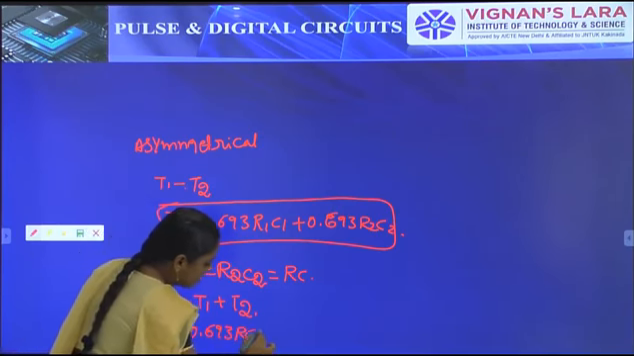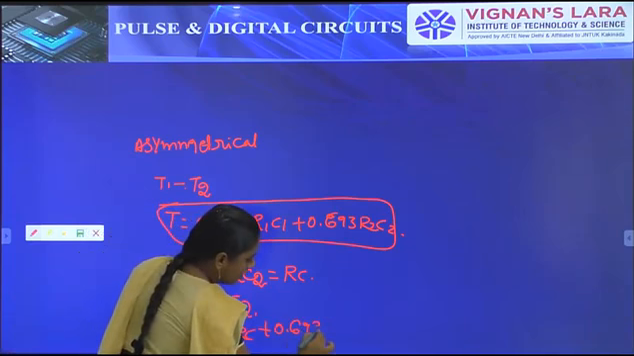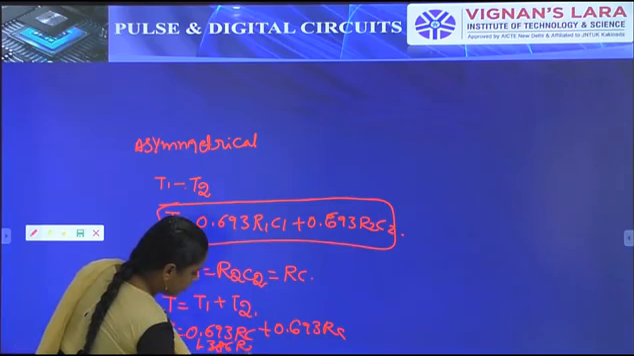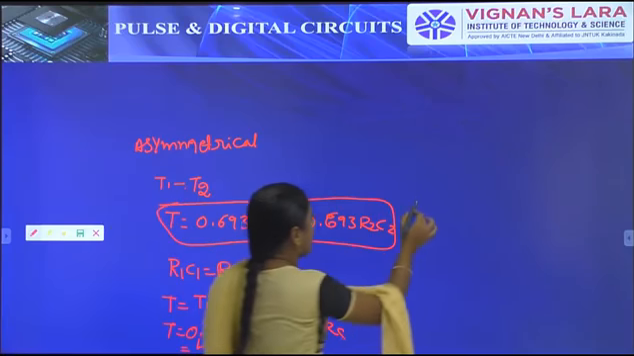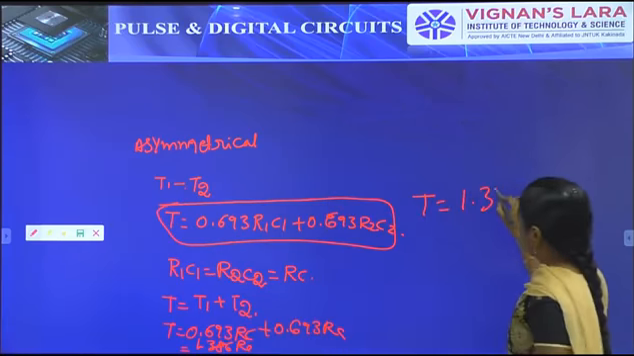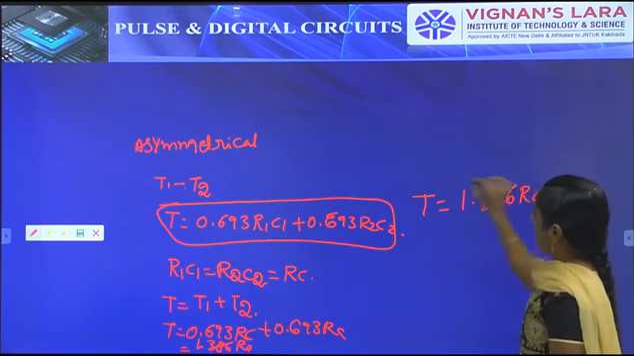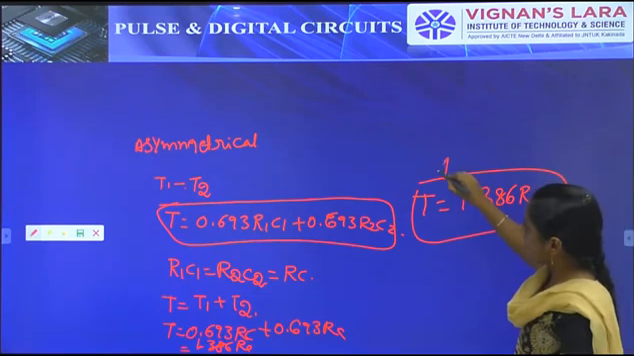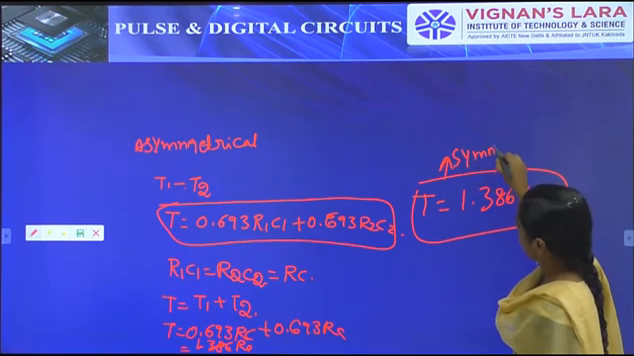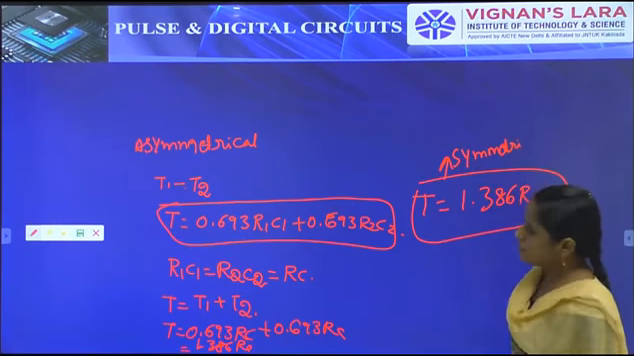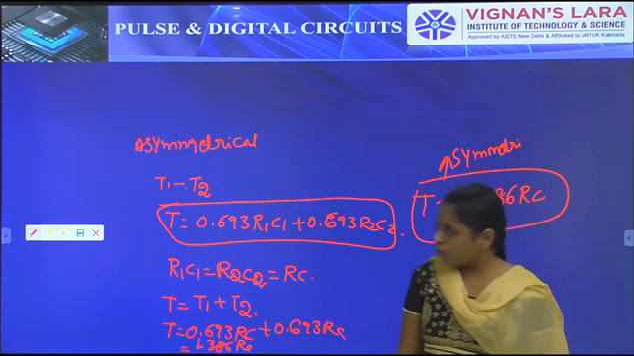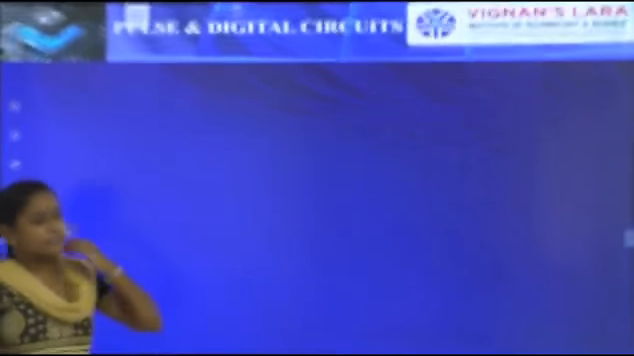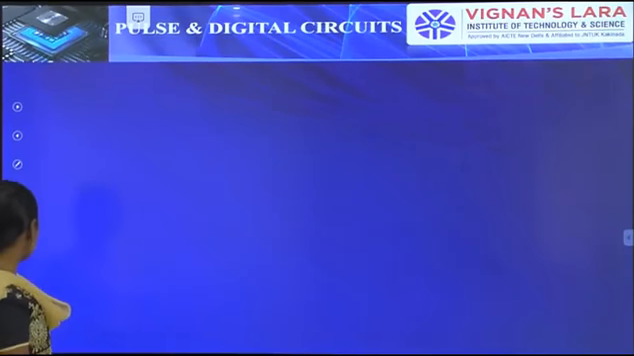0.693 RC plus 0.693 RC, which is equal to 1.386 RC. So this is the total oscillation, that is T is equal to 1.386 RC, the pulse width of the astable multivibrator. This is for the symmetrical square wave, and this is for the asymmetrical square wave. So this is about the astable multivibrator pulse width calculation.